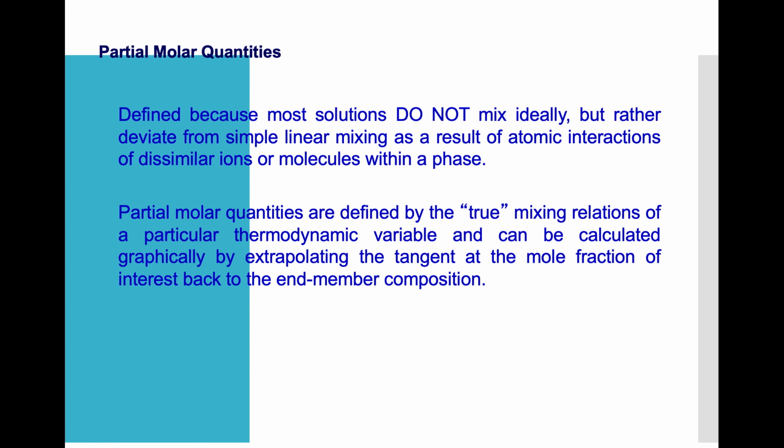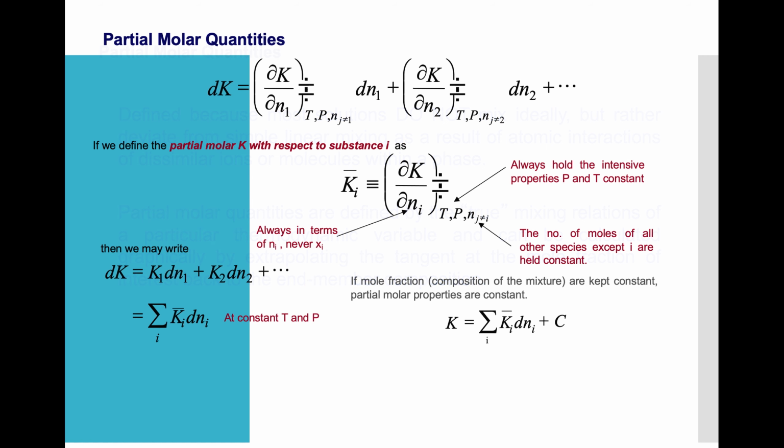Okay, so partial molar quantities are defined because most solutions do not mix ideally, but rather deviate from simple linear mixing as a result of atomic interaction of dissimilar ions or molecules within a phase. Partial molar quantities are defined by the true mixing relations of a particular thermodynamic variable, which can be calculated graphically by extrapolating the tangent at the mole fraction of interest back to the end-member composition. So this is the definition.